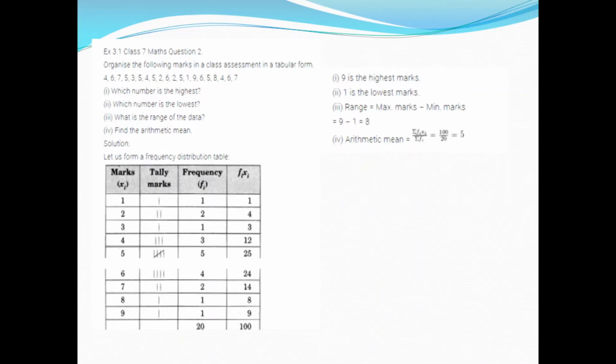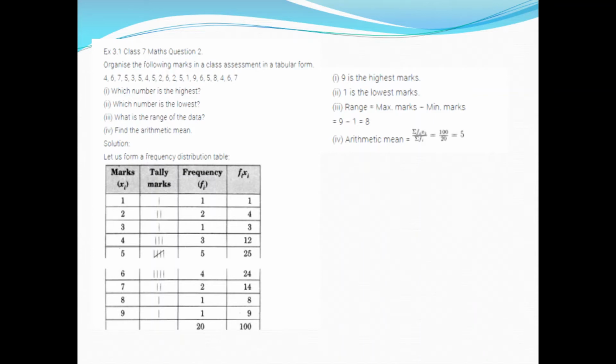Moving to question number 2: organize the following marks in the class assessment in tabular form. We have been given data. The question is, which number is the highest? We need to find out. For that we have to make a frequency distribution table. In that, marks, tally marks, frequency, and we'll be multiplying the marks and the frequency. This is how we frame our frequency distribution table.